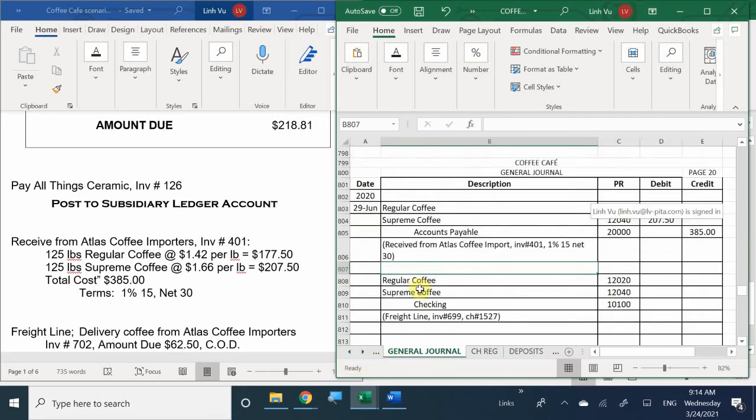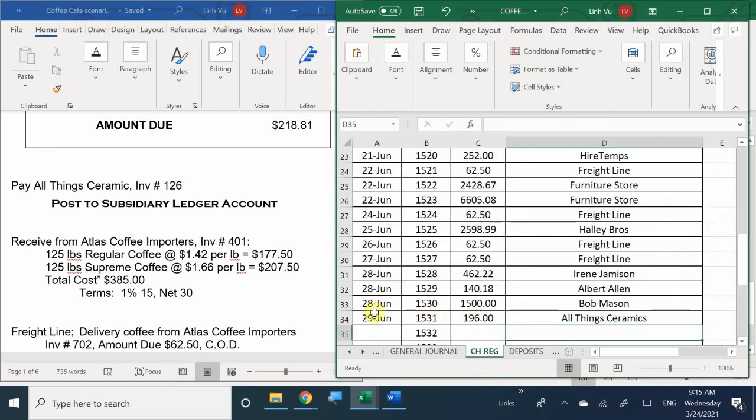Freight line. Okay, what invoice number and what amount is due? How much are we going to split between the coffees? Invoice number 702. And I guess we're going to be writing a check because why? COD. Okay. So let's write the check first. Here, we're going to be utilizing check number 1532.